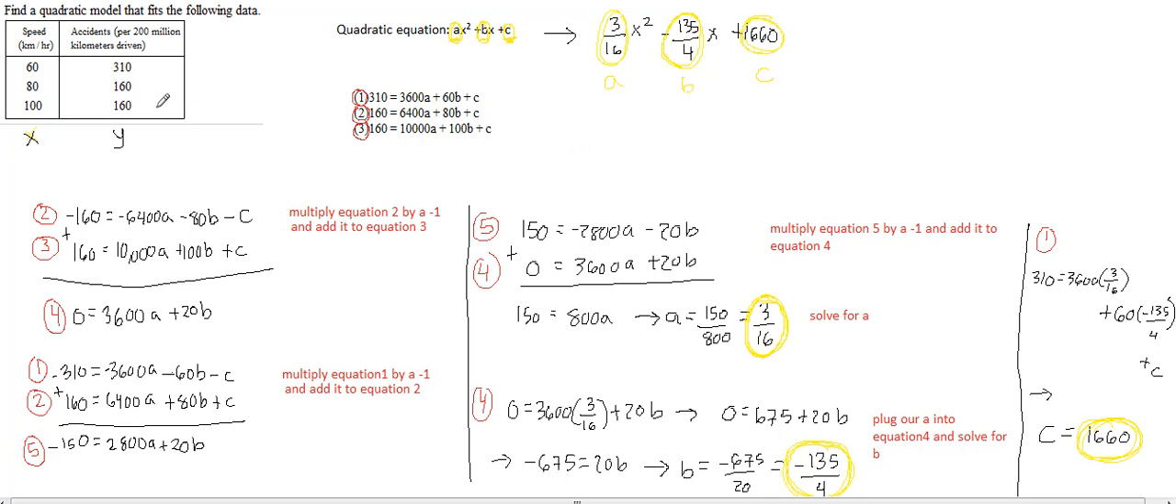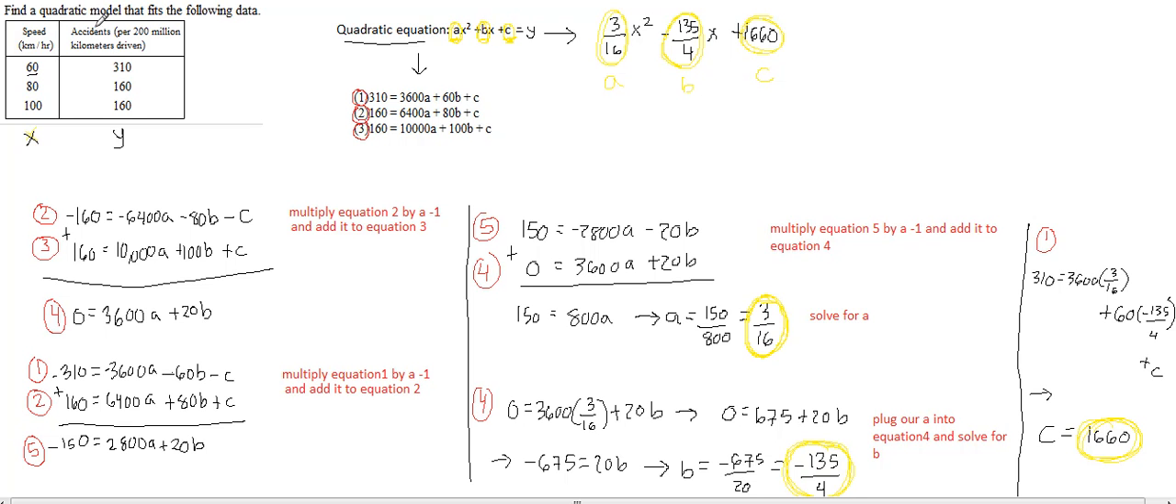So the next question to ask yourself is, what does a quadratic equation look like? It looks like ax squared plus bx plus c equals y. What you want to do next is make three equations with the 3 points that they gave you. So 60 in our first is our x. If I put in 60 squared, that's how I got this 3600.